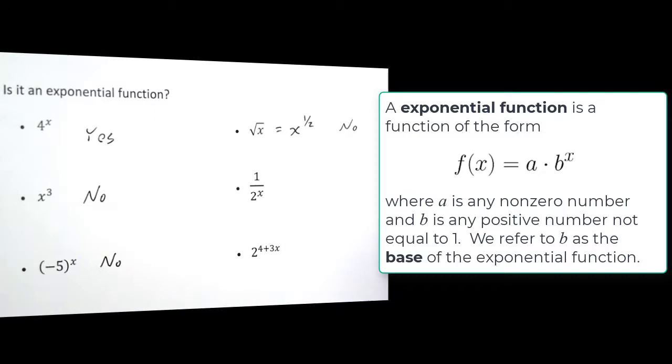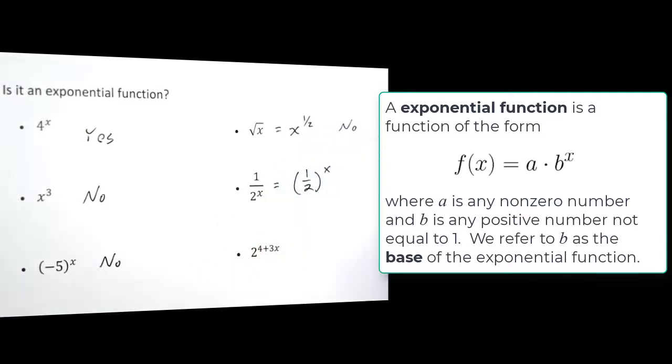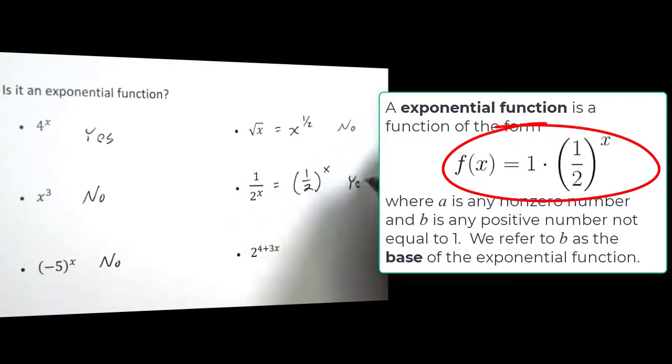What about this guy over here? Well, at first glance, you might say, well, no, that doesn't look anything like that form that is required in the definition. But if we can put it in that form, it is an exponential function. So let's think about this. Can we put this in that form? Well, if we think about properties of exponents, we know that this is the same thing as 1/2 to the power x. And now we are in the form. a is 1, b is 1/2, and so this is meeting the requirements of an exponential function. This is an exponential function.